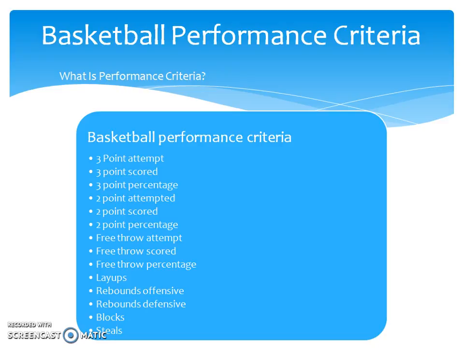A small forward would make lots of assists and not make as many points scored. A point guard would be expected to make 3-point shots and 2-point shots with layups as well. And a shooting guard wouldn't be expected to make blocks or steals or rebounds. So you can see how different positions use different performance criteria more or less.